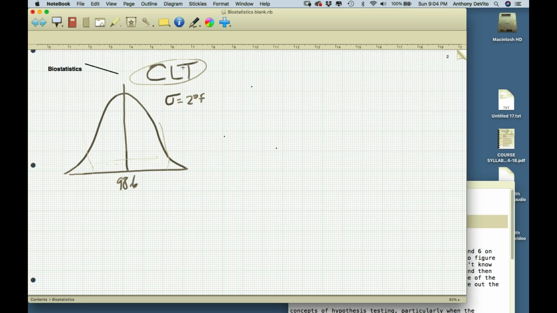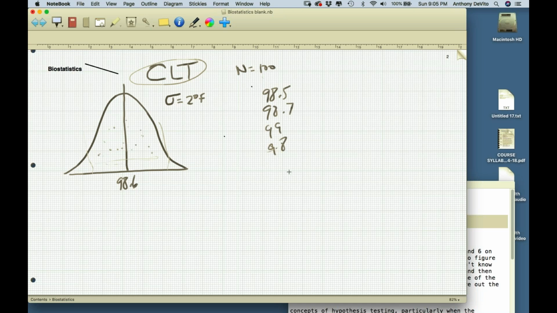The central limit theorem tells us that if we take random samples from this population, say of size 100, and we record the average of that sample of 100 people, it comes out to be 98.5. For instance, if I do it again, I might get 98.7. If I do it again, I might get 99. If I do it again, I might get 98, and so on and so forth.